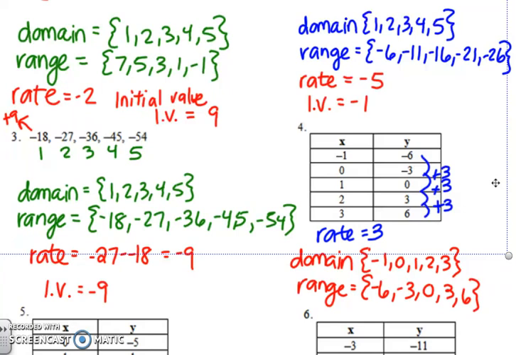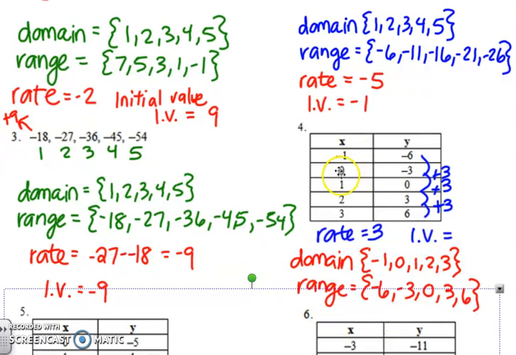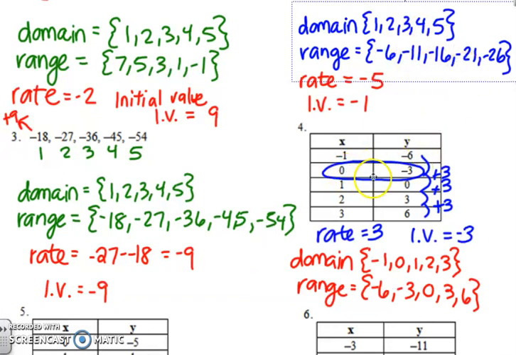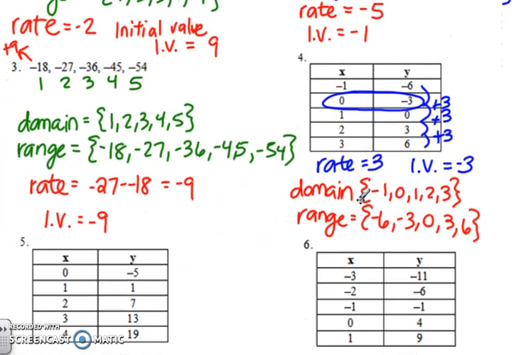Then you need to find your initial value. To do that in a table, you need to see when x equals 0. And in this case, they gave it to us. So here is when x is 0. So right here is my initial value. So my initial value would be negative 3 because that is the value of y when x equals a 0. Okay? So that is how you find rate, initial value, domain, and range from a table. Why don't you try 5 and 6 and press pause.